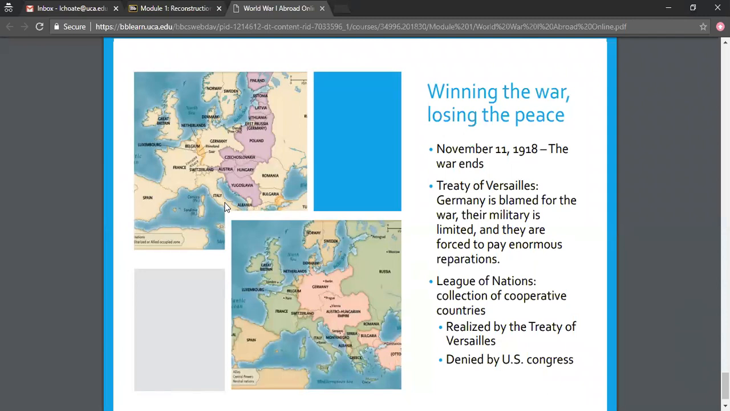Now, as we end World War I, we're going to enter a time of power for the United States. They're going to emerge from World War I as the main economic power, and that's really going to set the stage for where we'll begin in Module 2, which is the 1920s.